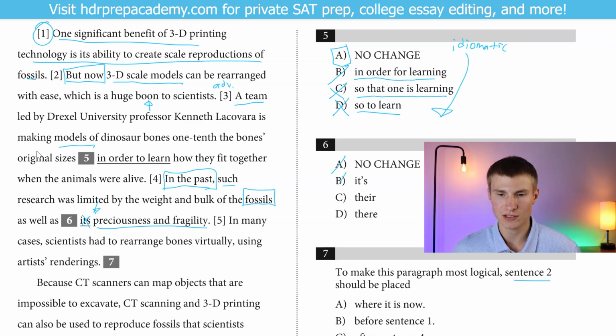Fossils is plural, so I can't use its. Okay, I have to use their. Now, what's the correct form of their? That's going to be T-H-E-I-R, okay? That's what we're using for plural possessive. When you have a plural subject that's also possessive, we use their.